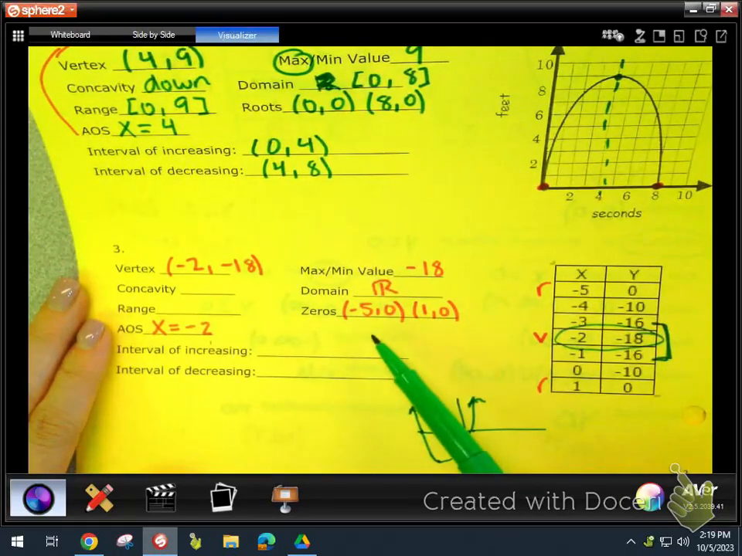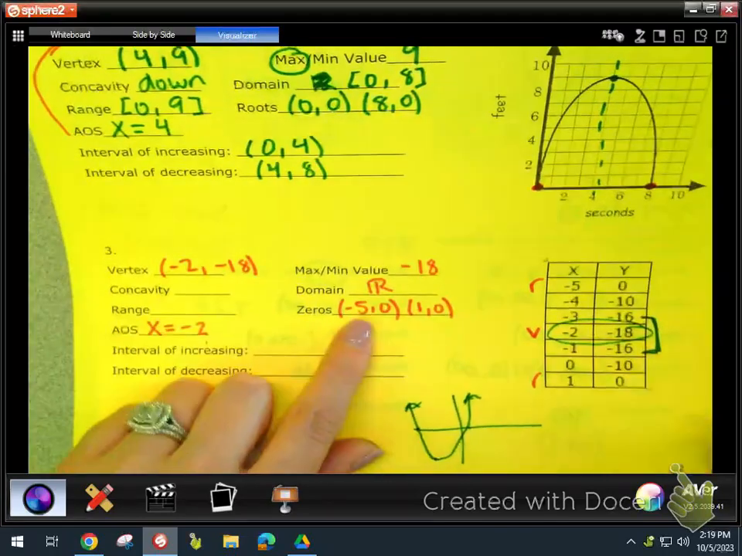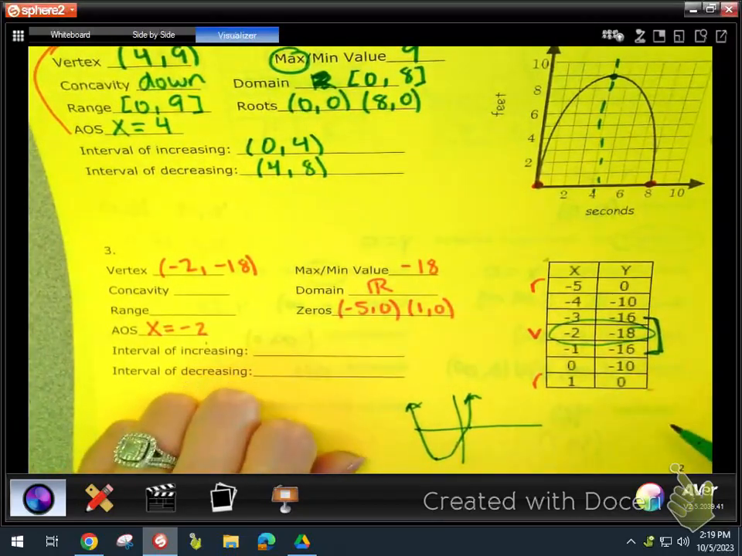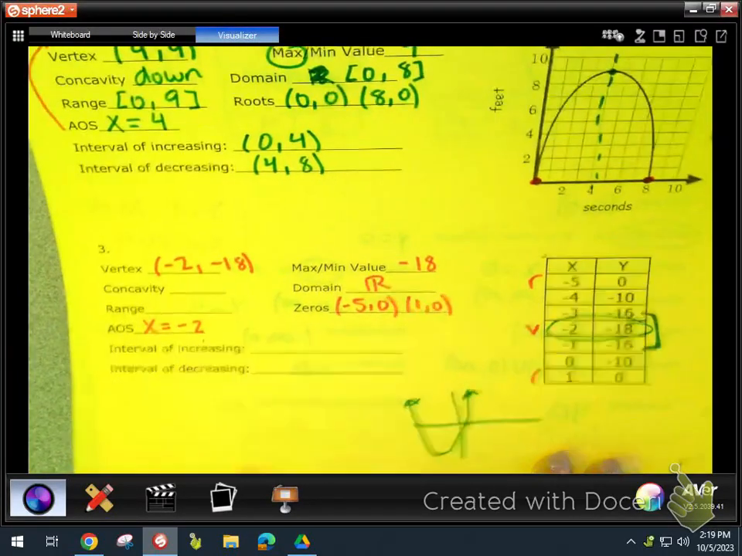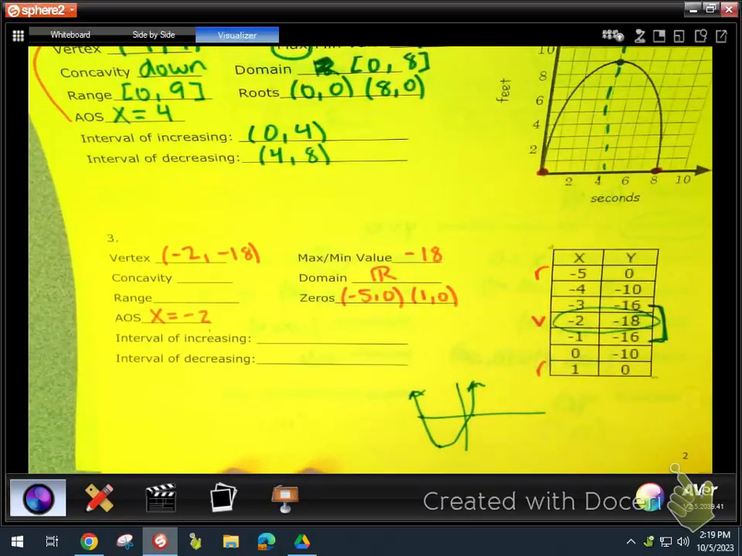My zeros, okay, there were still 2. Those I could see where the Y values were 0. I write them as ordered pairs. I kind of sketched the graph out to help me with the rest of it.